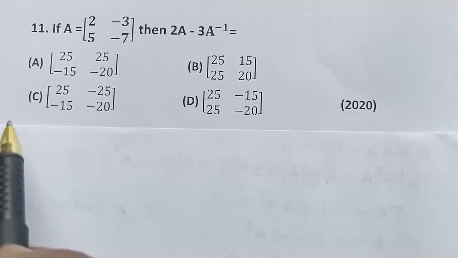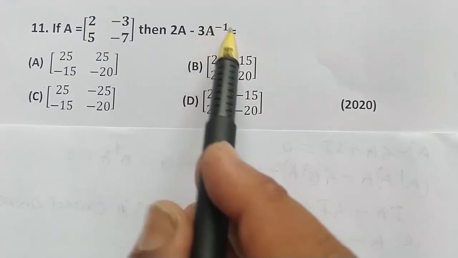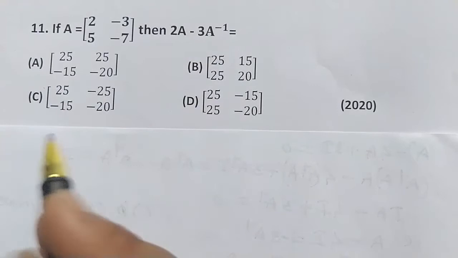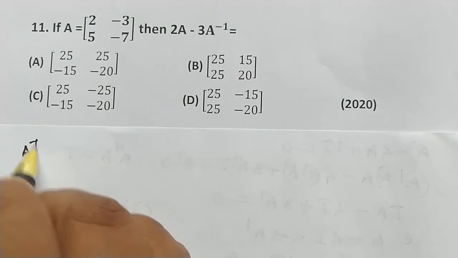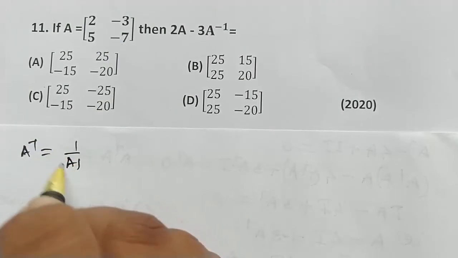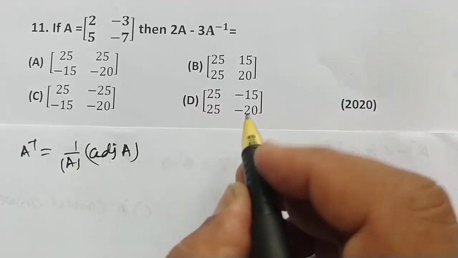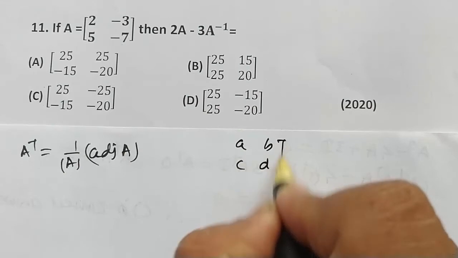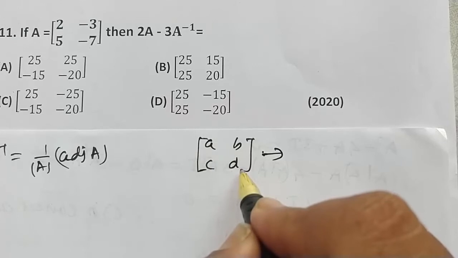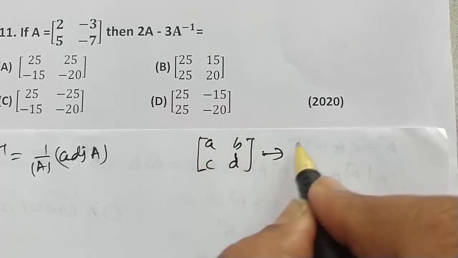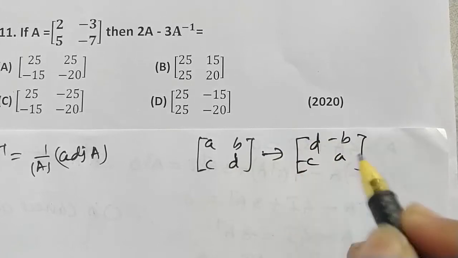Answer. Number 11. If A is the given matrix, then 2A minus 3 A inverse is equal to. Now, A inverse is equal to 1 upon determinant of A into adjoint of A. Now, for adjoint of A, we know that if [a b; c d] is the matrix, then its adjoint is obtained by interchanging the diagonal elements, that is d and a, and changing the sign of the non-diagonal elements.